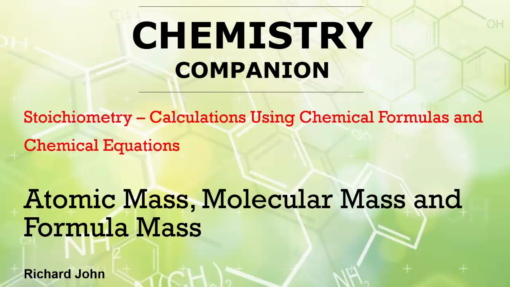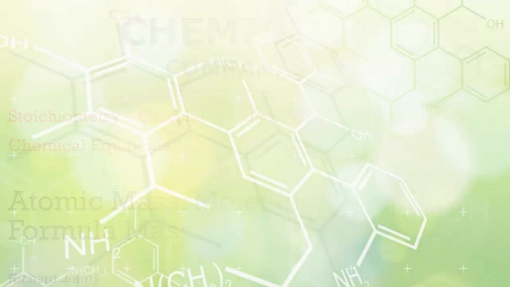In this video, we look at one of the most important physical properties of atoms, atomic mass. We also learn how to calculate the mass of molecules, known as the molecular mass, and also the mass of ionic compounds, known as the formula mass.